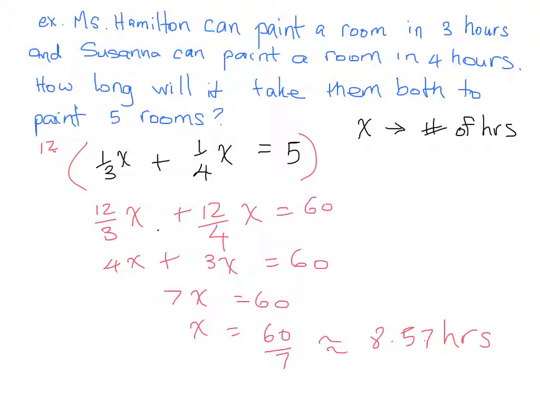Now if you want to think about whether or not that makes sense, it's going to take them 8.57 hours to paint 5 rooms. You want to look at how much that translates to as far as how long it would take for 1 room, and you want to make sure that number is less than those 2. You could check in more detail, but that's a pretty good surface check, and it is good to go. That's how you solve these problems.